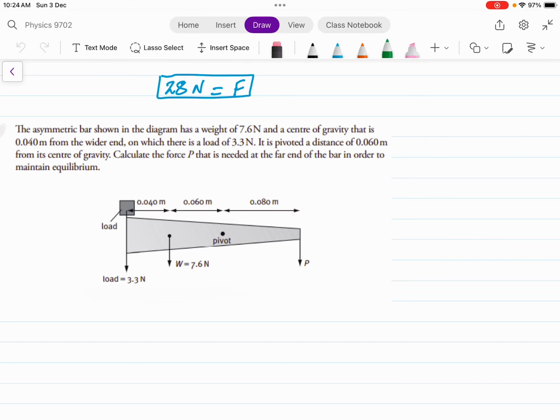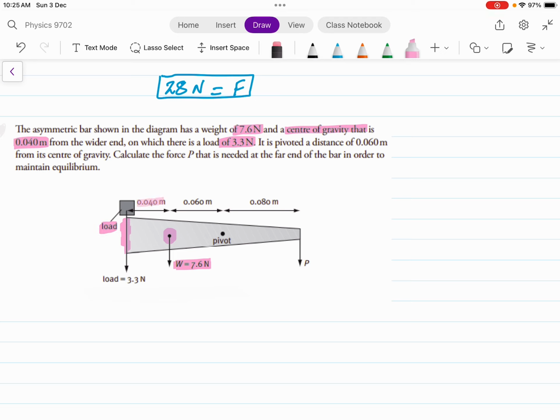All right, so this second question says that the asymmetric bar shown in the diagram has a weight of 7.6 newtons and a center of gravity that is 0.04 meters from the wider end, on which there is a load of 3.3 newtons. So this is the wider end, this is the center of gravity, and there's this weight of the bar and its distance. The load is placed on the wider end.